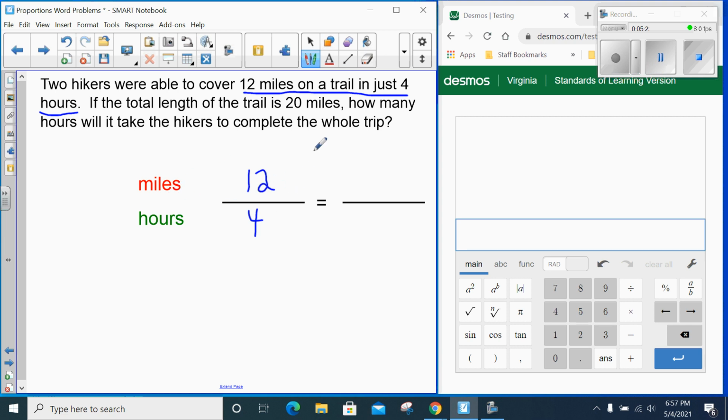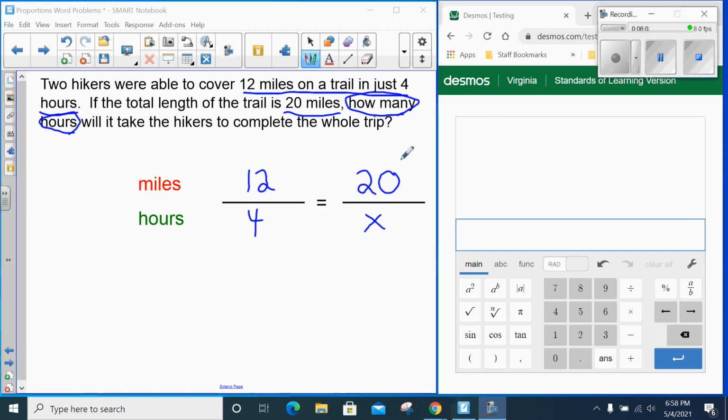It says if the total length of the trail is 20 miles, so that's the third number that they gave us, how many hours will it take the hikers to complete the trip? So what we don't know is the number of hours. That's going to be our X. But we want to know how many hours it will take us to do that 20 miles. So our 20 goes in the top, again, because it's miles and we're setting up miles in the top. So now that we've got our proportion completely filled in with our 3 numbers and our missing number, we're going to go ahead and solve for X.